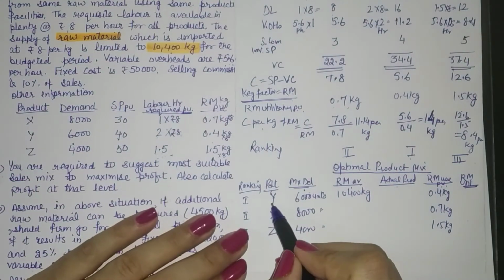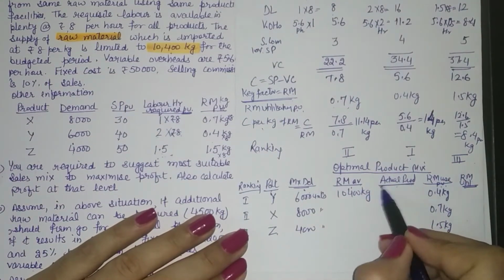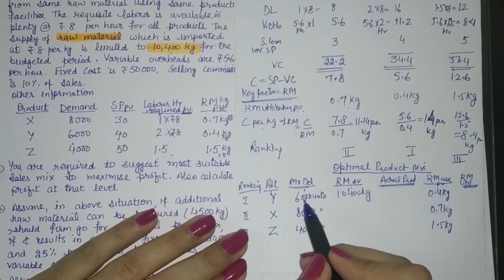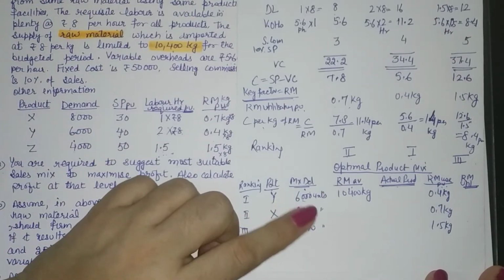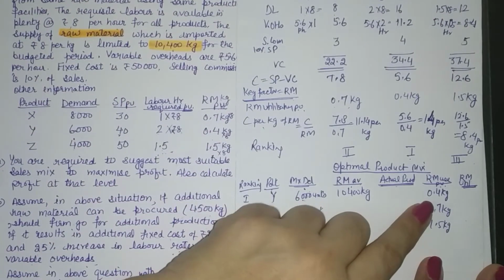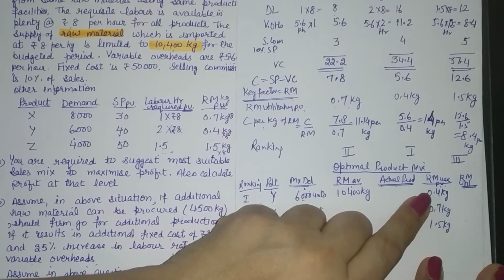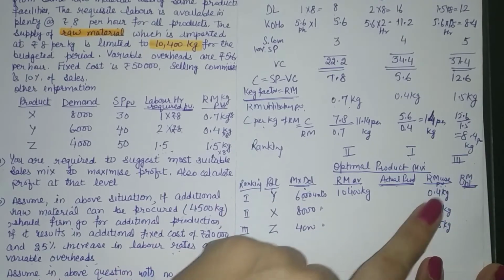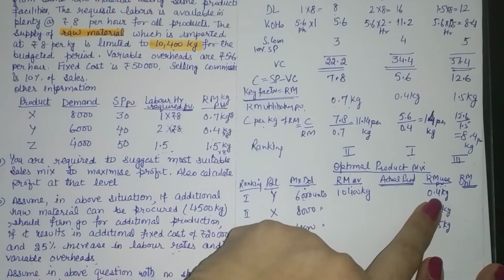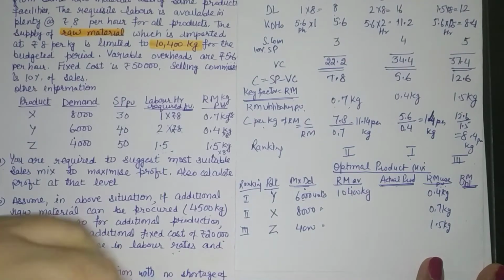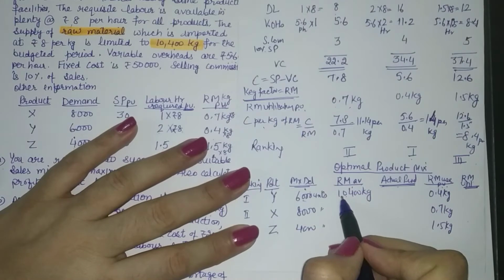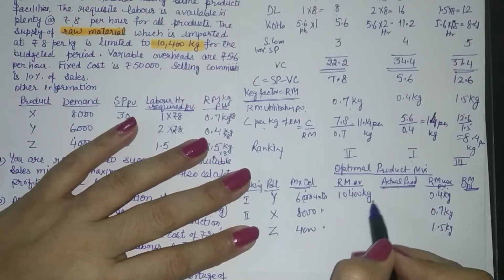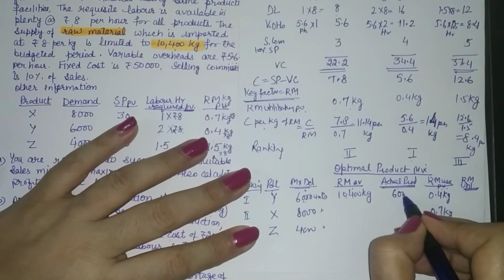Let us go for Y. Now how much production should we go for here? We can go for a maximum of 6,000 units. Now what happens if we go for maximum? If you produce Y to the maximum limit, then at the rate of 0.4 kilogram to produce 1 unit, you will be needing 2400 kilogram of raw material. So can you go for that? Obviously yes, because your raw material availability is huge right now. Okay, so you can go for maximum.